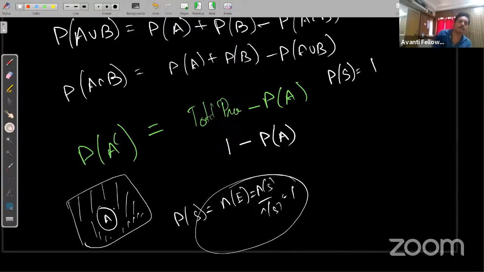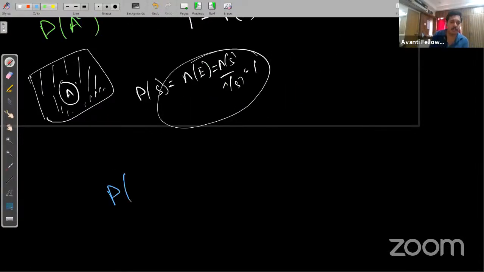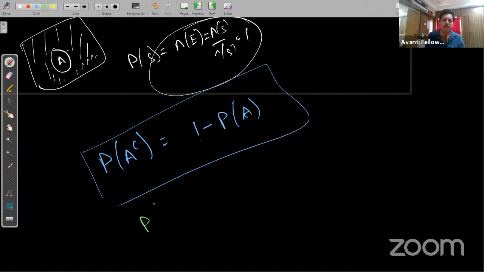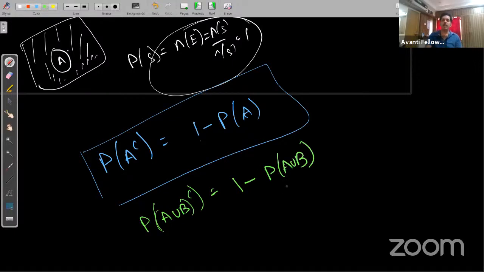Guys, do you agree? So this one is very, very important, guys. Very, very important. P of A complement is equal to 1 minus P of A. So if someone is asking you what is P of A union B whole complement, what will you say? It is also 1 minus P of A union B. Like that you have to do, A union B or A intersection B, anything. Guys, understood or not? Please tell me. Everyone understood? Any doubt?